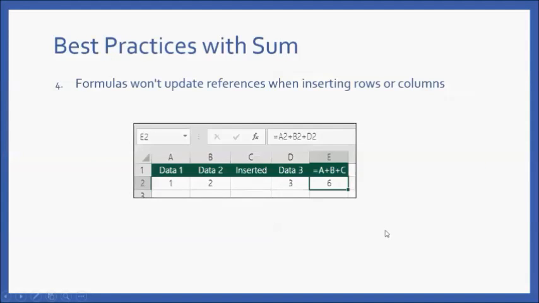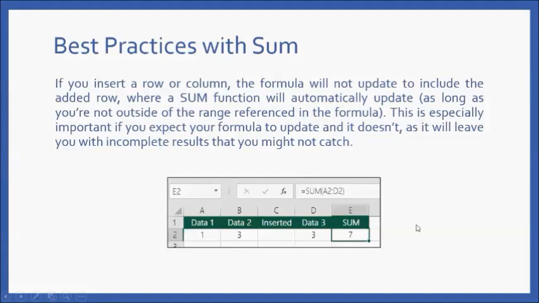Next, formulas won't update references when inserting rows or columns. So you have inserted a new column here, which will not be updated. If you insert a row or column, the formula will not update to include the added row, where a SUM function will automatically update, as long as you're not outside of the range reference in the formula. This is especially important if you expect your formula to update and it doesn't, as it will leave you with incomplete results that you might not catch.